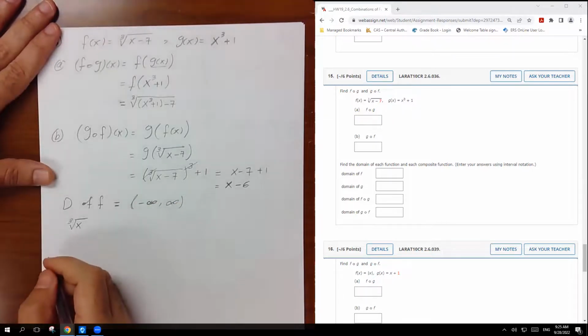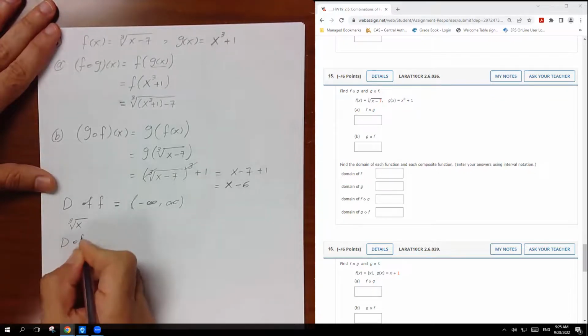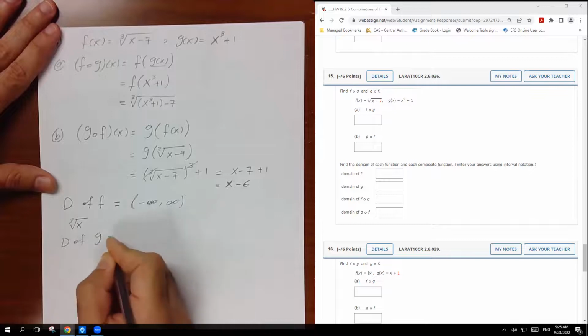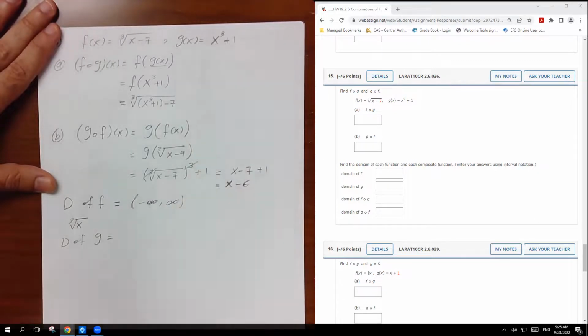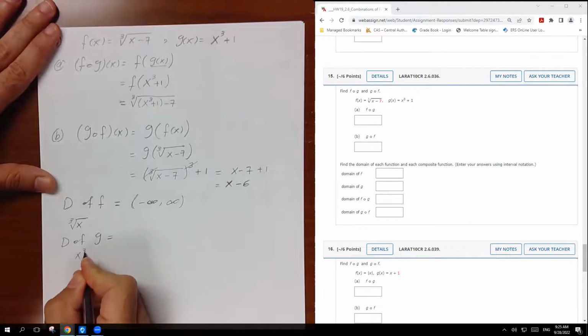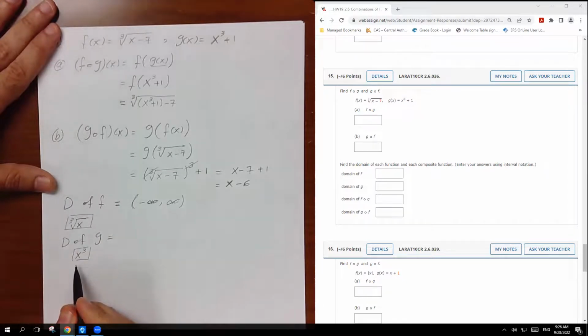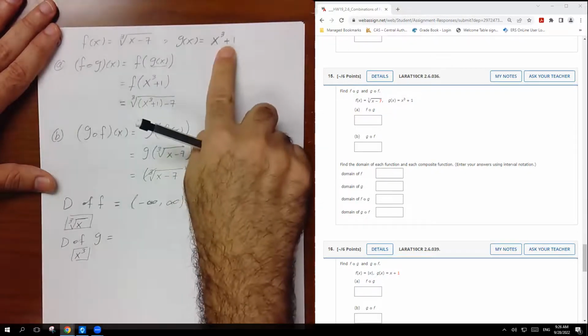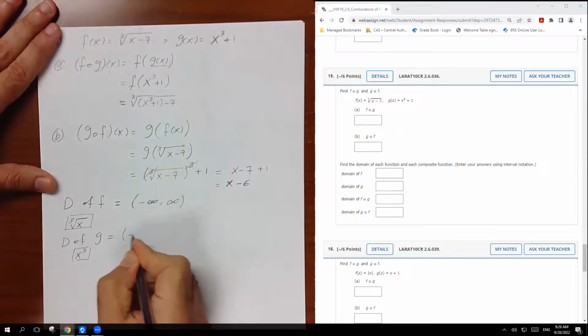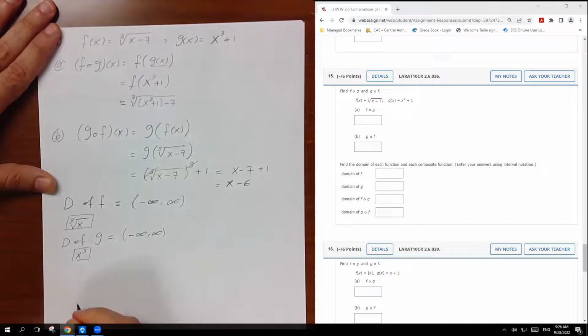Let's check the next one, the domain of G. Here is the G function, x cubed. The basic function is x cubed. The domain for the basic function is from negative infinity to positive infinity. You have to go back and check section, I think 2.3, I remember the number of the section, when we studied the basic functions. The domain and the range there is negative infinity to positive infinity, and it is shifted up 1 unit. So the domain is still the same, negative infinity to positive infinity.